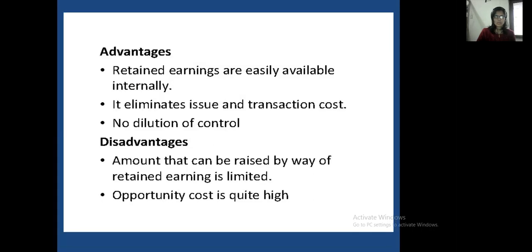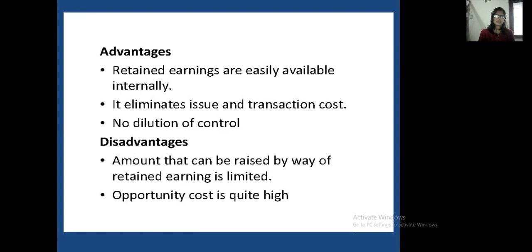Okay. Next is what are the advantages of cost of retained earning? Retained earning is easily available internally because it is a part of internal source. तो हमें internally available हो जाती है. We do not have to put extra efforts into arranging such type of funds. बाहर हमें जाने की जरूरत नहीं पड़ती, हमें investors ढूंढने नहीं पड़ते क्योंकि हमारे पास already available है, तो we can use it. It eliminates issue and transaction cost. We are assuming that while arranging funds in the form of retained earning, we can eliminate these types of expenses like transaction cost.